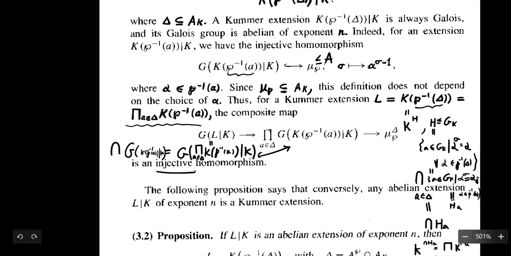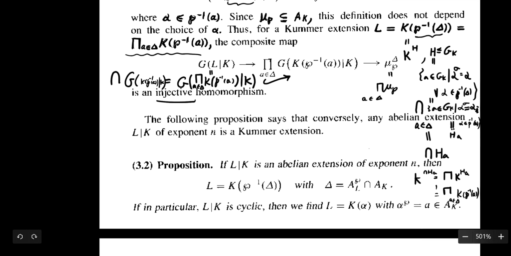So it injects into the product. What is this? This is the product. Maybe, but it corresponds to this injection. It's just cardinality, also index. Okay. The following proposition says that the converse and the abelian extension of a given exponent n is a Kummer extension.